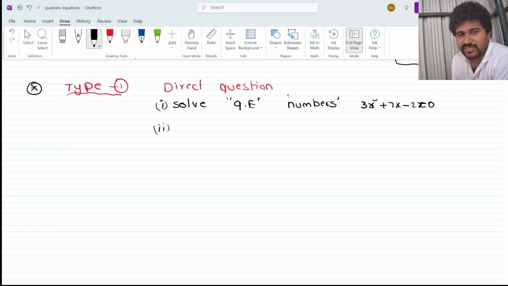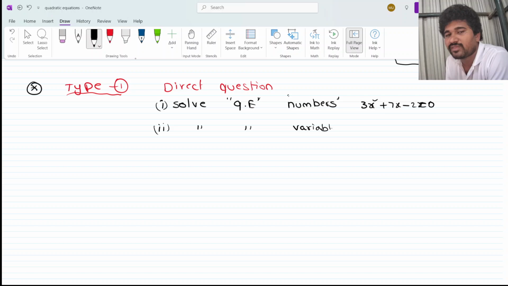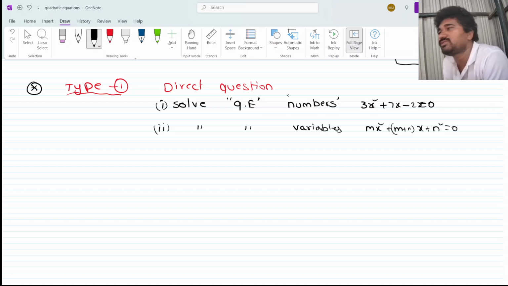Second, solve the quadratic equation, but here they will give variables, like mx square plus m plus n into x plus n square equal to 0. Something like this they will ask. Understand? Some kind of variable. Understood?